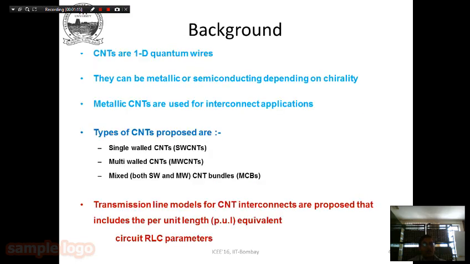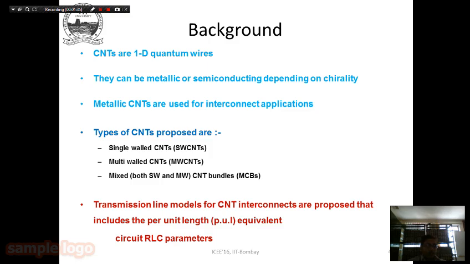So what is the background of this work? The CNTs are one-dimensional quantum wires. They can be metallic or semiconducting depending on their chirality. The metallic CNTs are used for interconnect applications. The types of CNTs proposed are single wall CNTs, multi-wall CNTs, and mixed CNTs that consist of both single wall and multi-wall CNTs arrayed as interconnects.